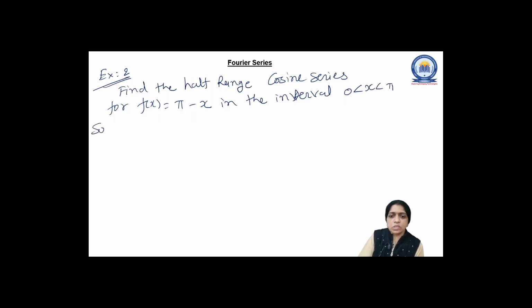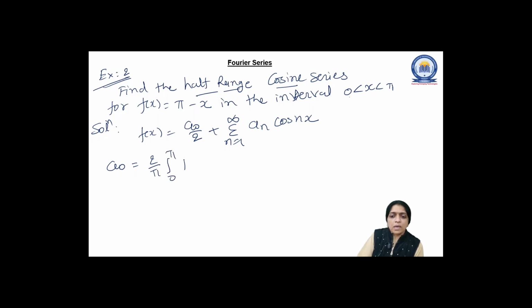So as per the rule, students, the formula for the half range cosine series is f of x equal to a0 by 2 plus summation n from 1 to infinity, as our limits are 0 to pi, of an cos nx. Now let's start with the formula of a0, that is 2 by pi integral 0 to pi f of x dx, and our given function f of x is pi minus x. So we are substituting here pi minus x dx.